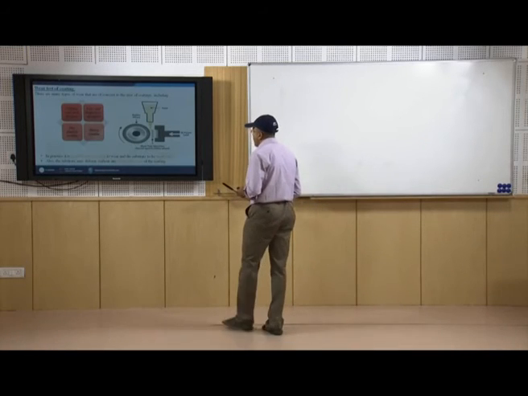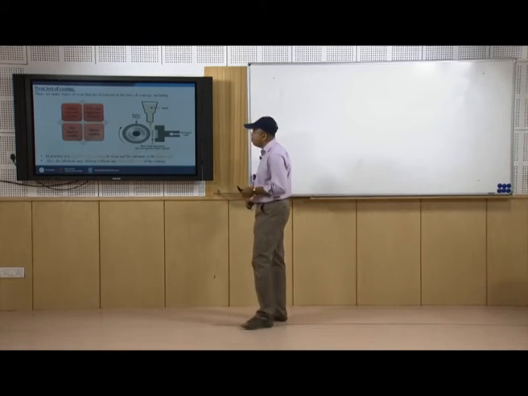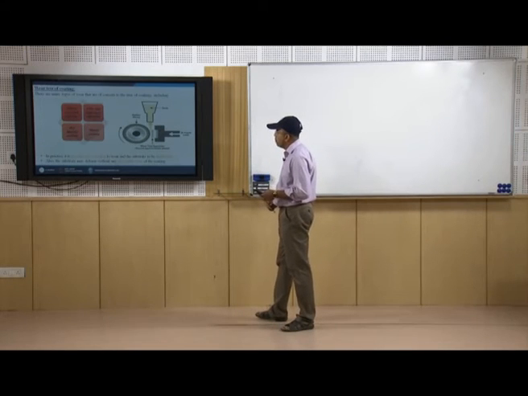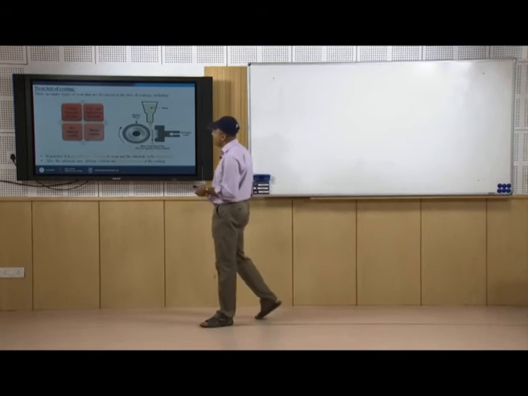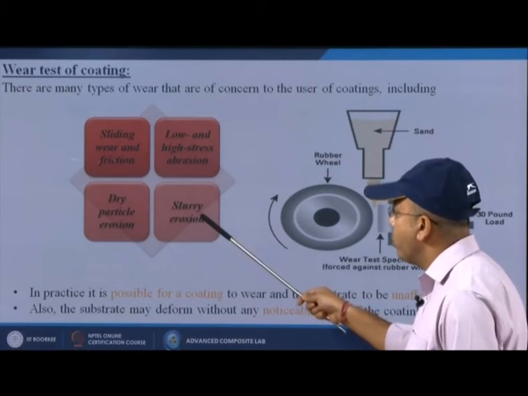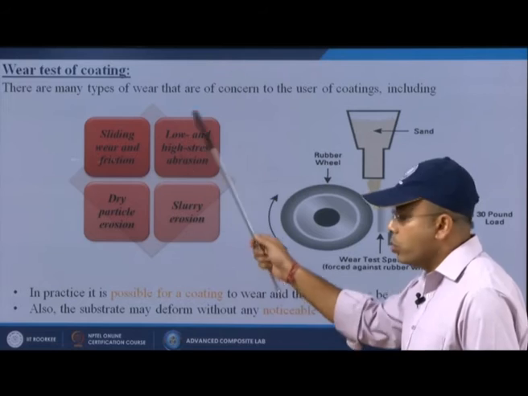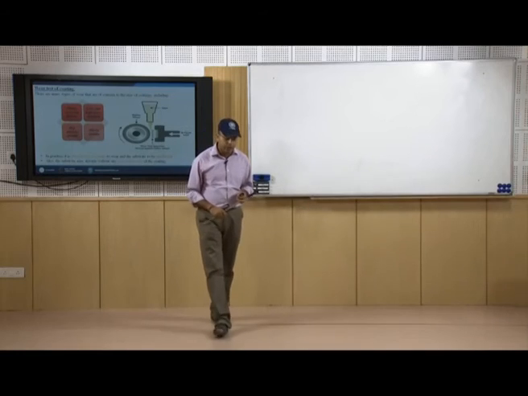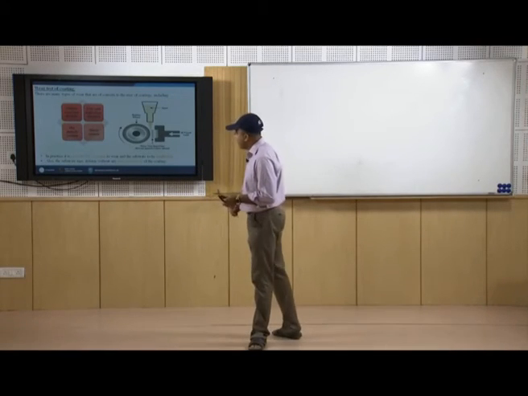Next is the wear test of coating. There are many types of wear that are of concern to the user of a coating, including sliding wear and friction, low and high stress abrasions, slurry erosions, and dry particle erosions. So, there are several types of frictional tests that can be achieved by these kinds of methods.